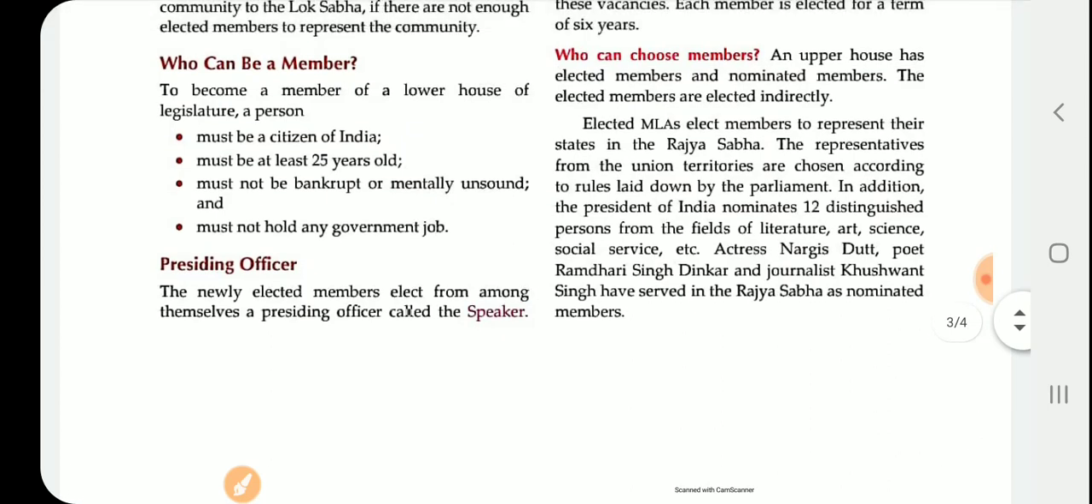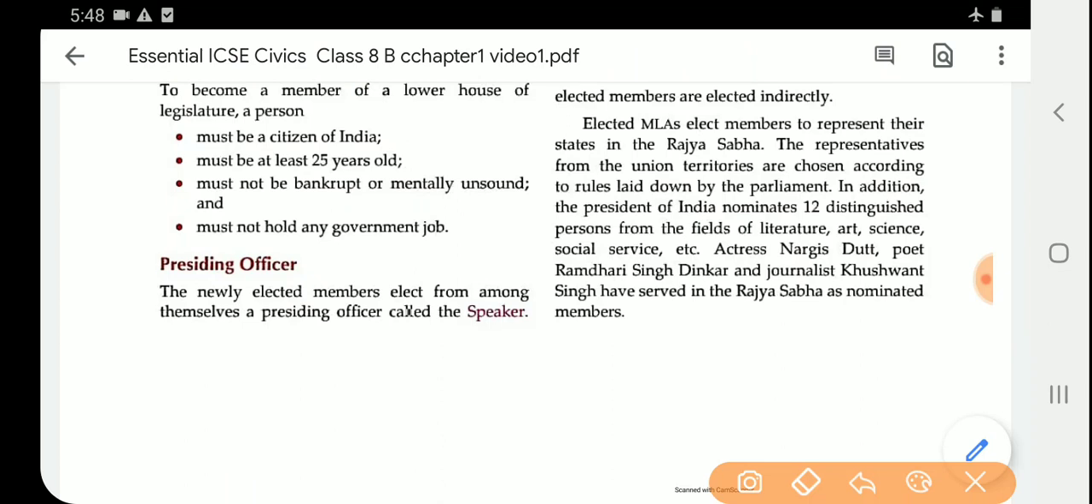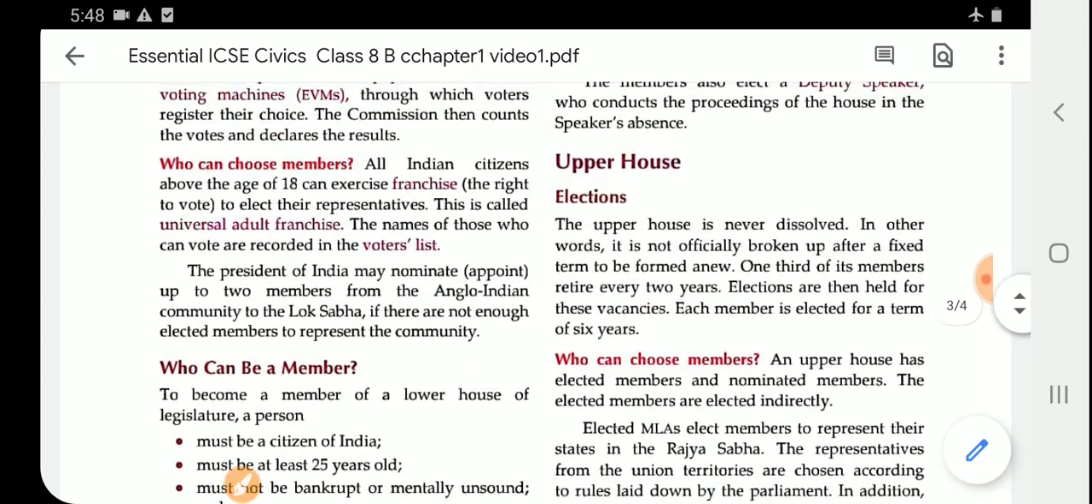Okay, this is the third question. Now, presiding officer. Newly elected members select from among themselves a presiding officer called the speaker. Those members who are elected have to choose one more person, a presiding officer called the speaker. Now, what is the work of the speaker?